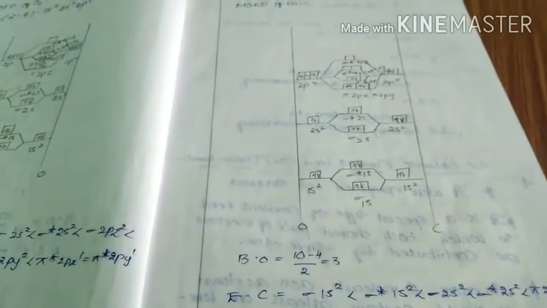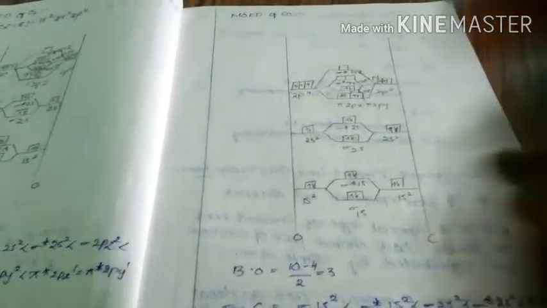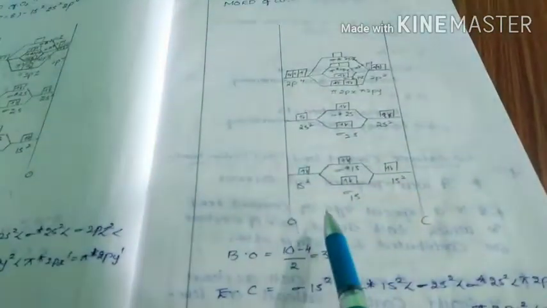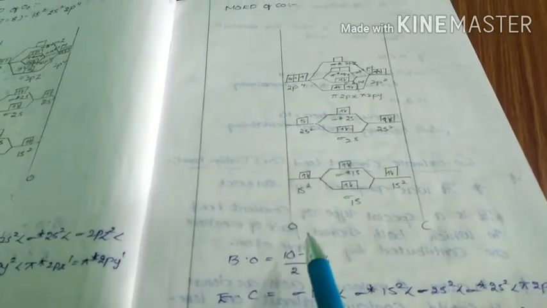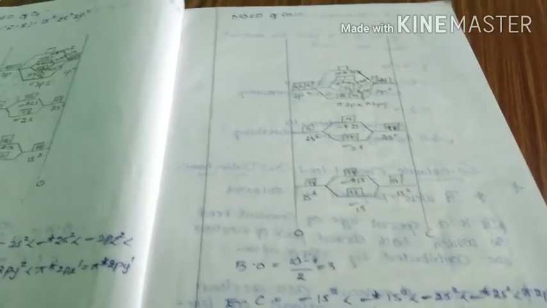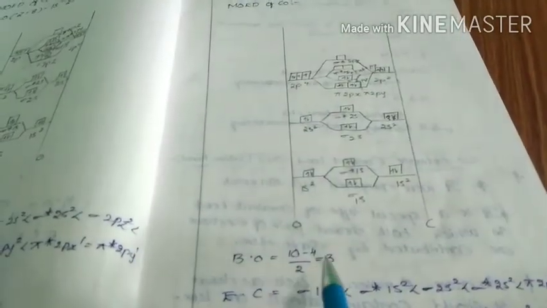Here you have to remember one point. In case of CO, total electrons are how much? 14, 10 bonding plus 4 anti-bonding. In case of nitrogen also, total electrons are how much? 14. In both cases, bond order is the same. Here bond order 3. Here also bond order 3.